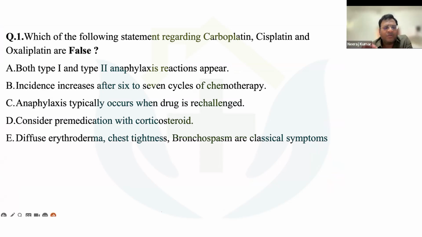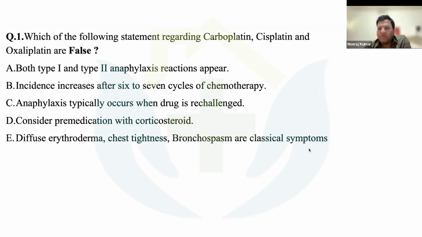These are type 1 and type 2 anaphylaxis reactions. The incidence increases after starting 6 to 7 cycles of chemotherapy. Anaphylaxis typically occurs when the drug is rechallenged, and premedication with corticosteroid is always required. You may get diffuse erythroderma, chest tightness, bronchospasm, which are classical symptoms. So you have to identify the false statement.